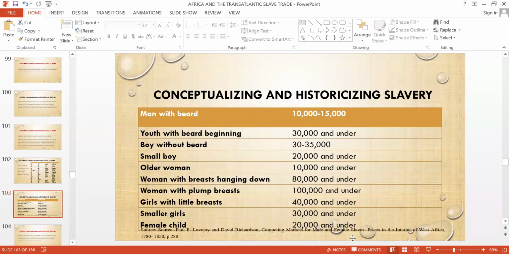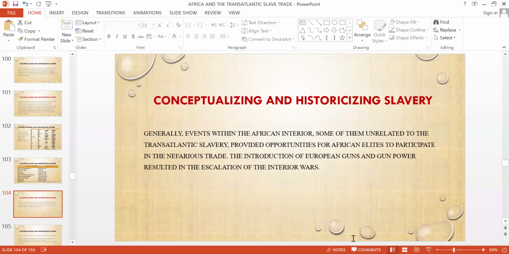So you could see the youth with beard beginning from 30,000 and under. Generally, a boy without a beard, 30 to 35,000 cowries. Small boy, 20,000. Older women, 10,000. Women with breasts hanging down, that's the older women, 80,000 and under. Women with plump breasts, those ones are very agile because they will be able to sleep with them and be able to use them, 100,000 and under. Girls with little breasts, smaller girls, female, and these are some of the very ridiculous pricing of humans. Unfortunately, just to make you weary.